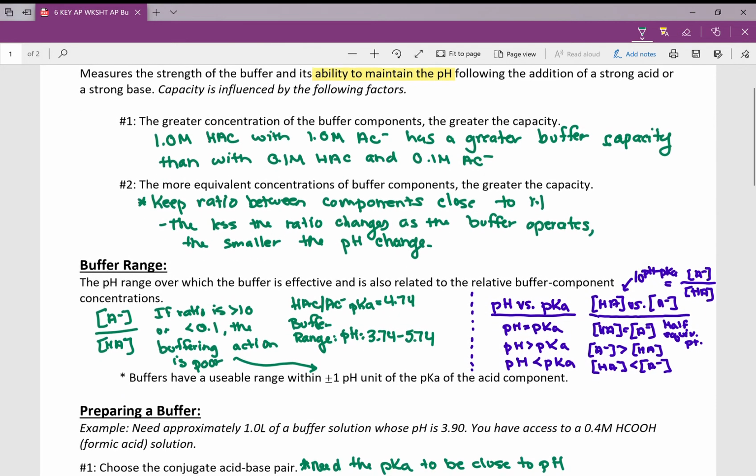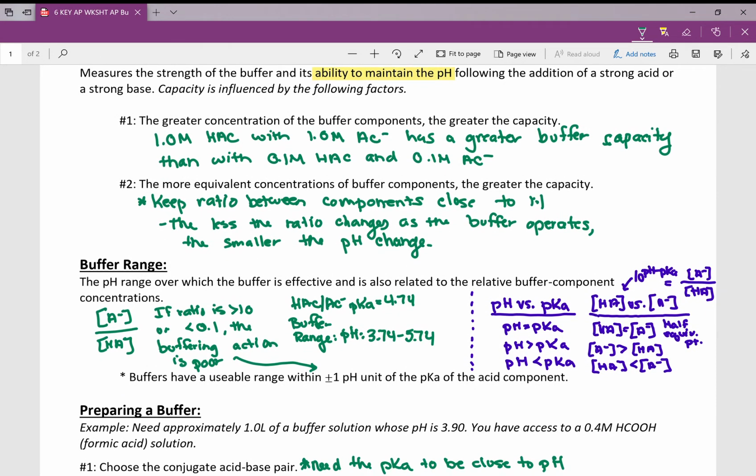Another aspect of this is buffer range. Basically, what's the pH range over which a buffer is effective and can continue to operate? Usually the ratio that we use in our Henderson-Hasselbalch equation should be no greater than 10, but also no less than 0.1. What that really means is that buffers are going to have a usable range within plus or minus 1 pH unit of the pKa. In our acetic acid/acetate ion buffer, the pKa of the acetic acid is 4.74. So our buffer range would be between about 3.74 and 5.74, and it would operate best in that range.